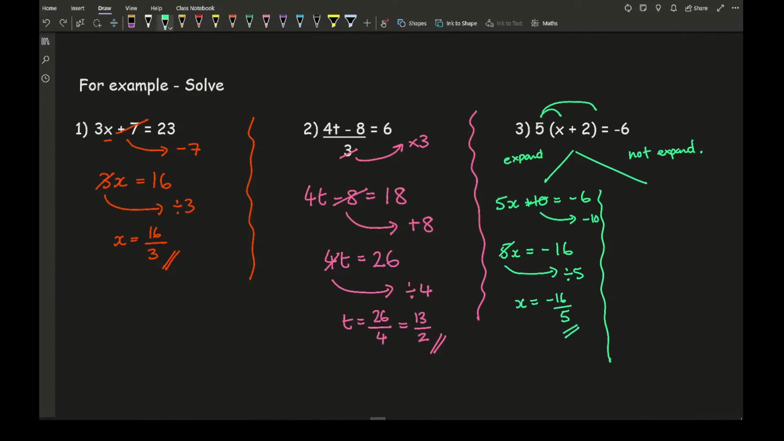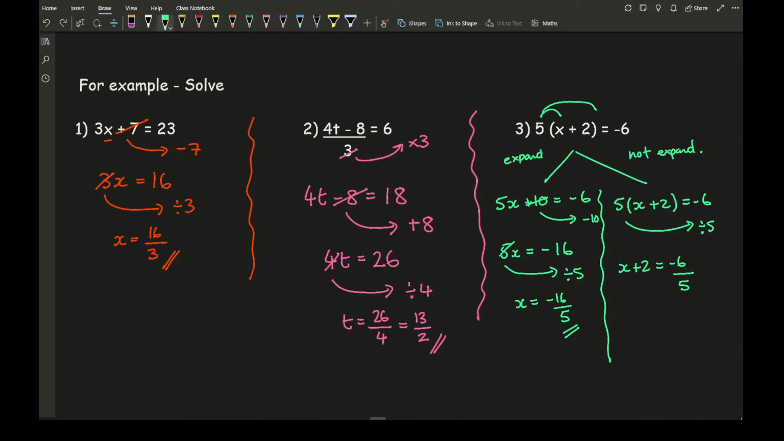Now if I decided not to expand the brackets, so here I've got this 5. Now what's this 5 doing to this bracket? It's multiplying. So here if I just write out the question again, one option I could do is to get rid of this 5 and take it to the side. So I'm going to divide by 5. So here what I've got is x plus 2 equals minus 6 divided by 5.